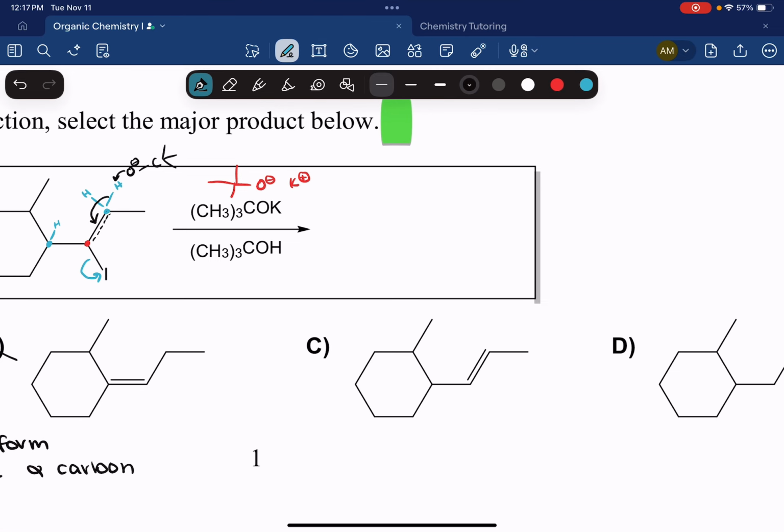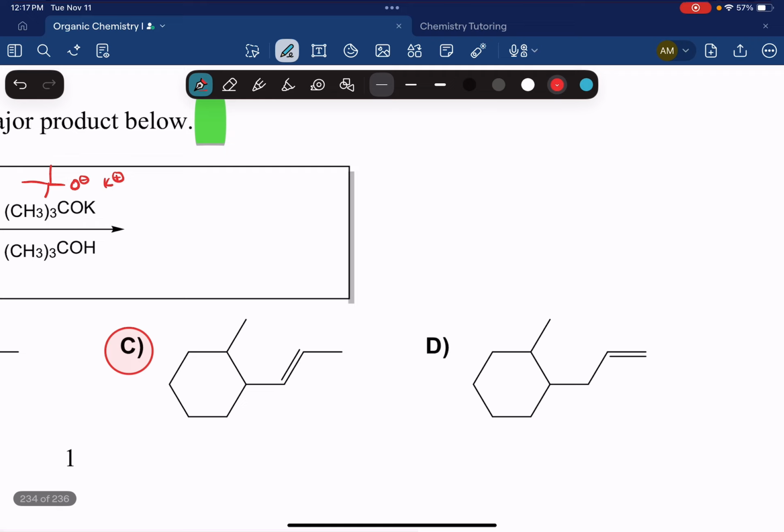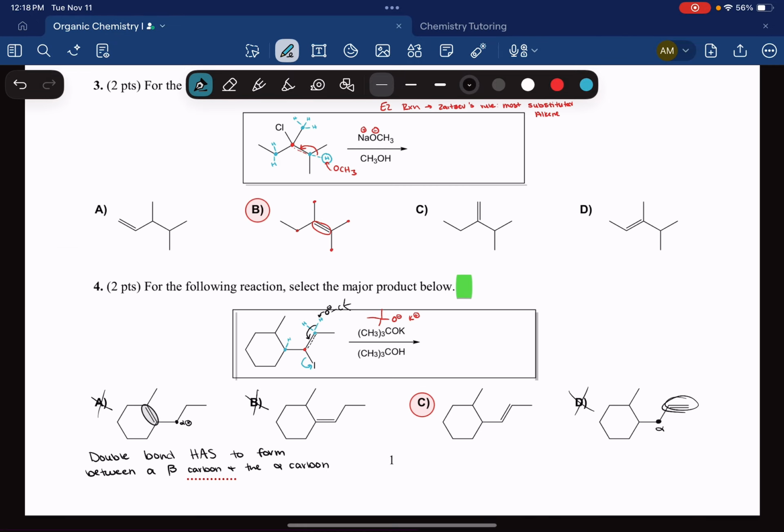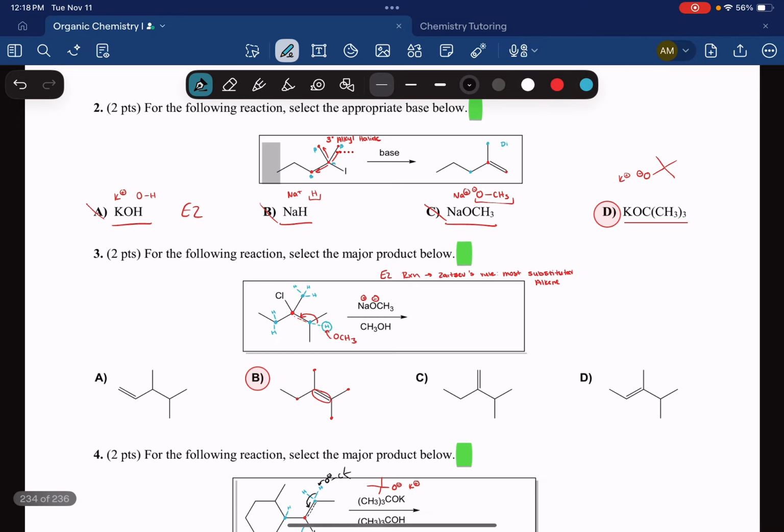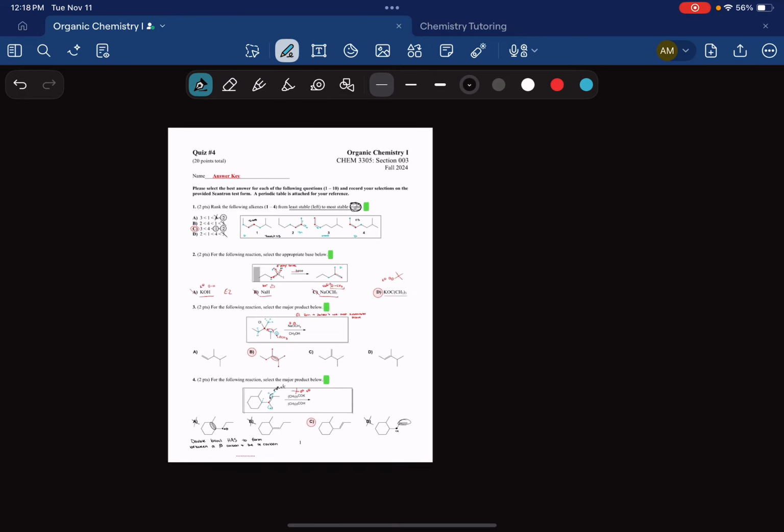C is our answer because it looks exactly like what we just drew. And D, again, not possible because our alpha carbon's over here. So it didn't even form a double bond between an alpha and a beta carbon. So D can't happen. C, perfect. Did we check this one? Okay, good. It's B.